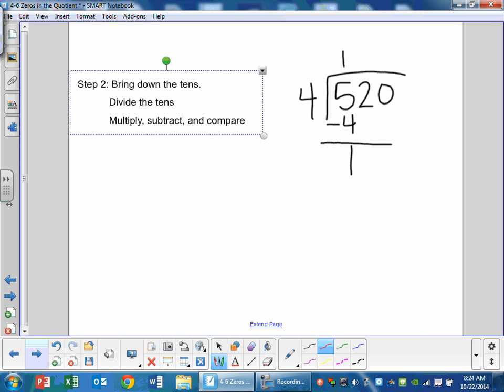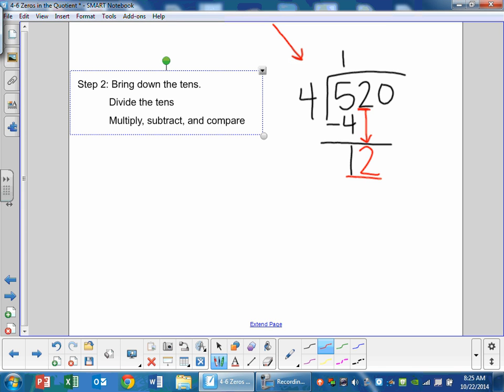Step 2. Okay? Something else you need to know. I had to rewrite this problem on each slide, but you can just continue adding to the same problem. You don't need to rewrite it each time. So step 2. We've already done step 1, which was divide 5 by 4. Now we need to divide the tens.